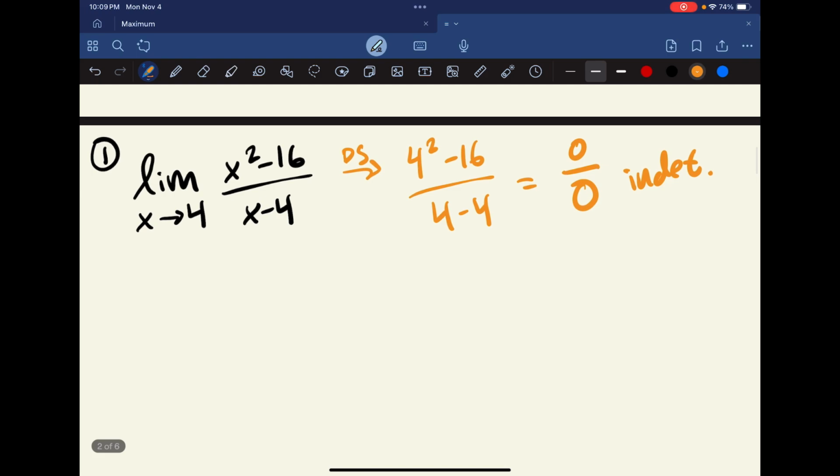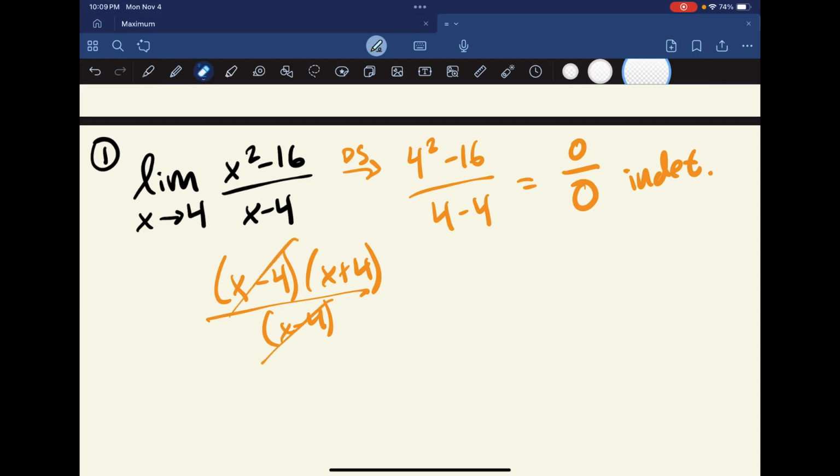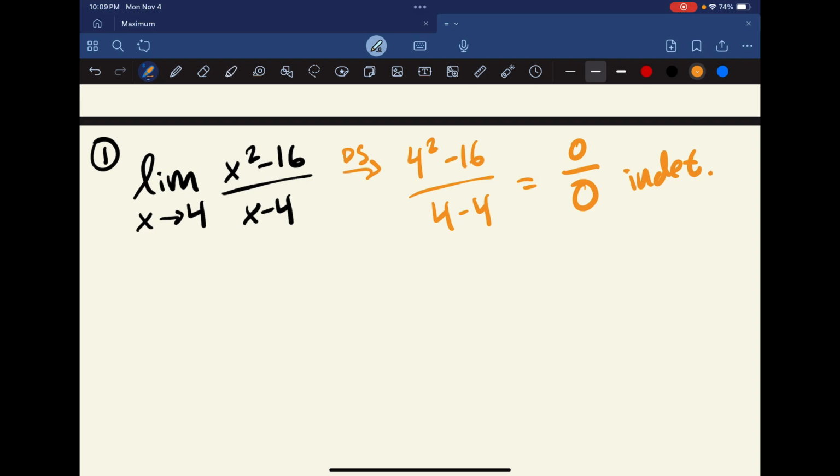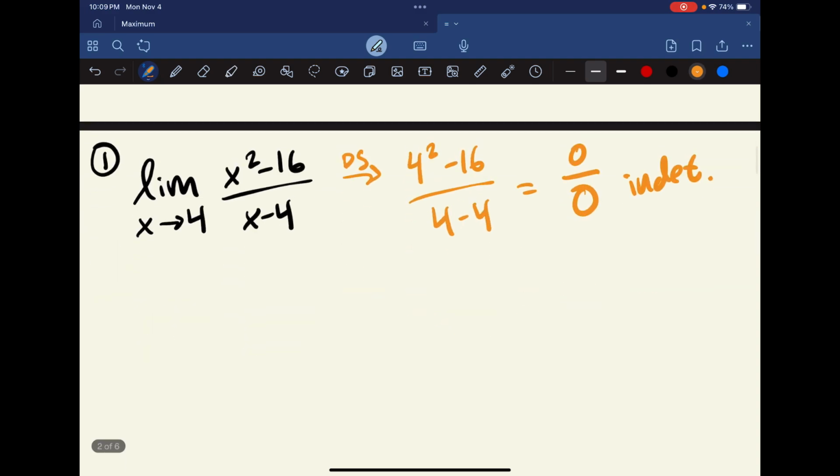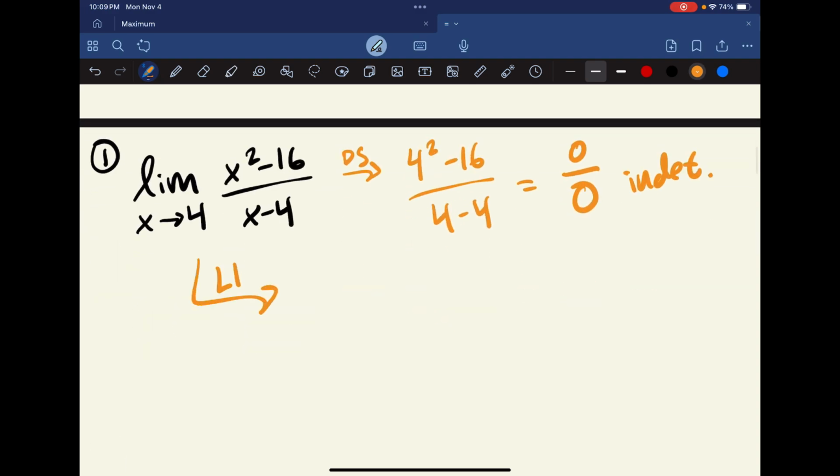But now in this situation, if we didn't know how to do L'Hopital's rule, we'd probably factor that binomial into x minus 4 and x plus 4, and then we would cancel out the x minus 4s. But with L'Hopital's rule, we just do this. I use an arrow and say LH.